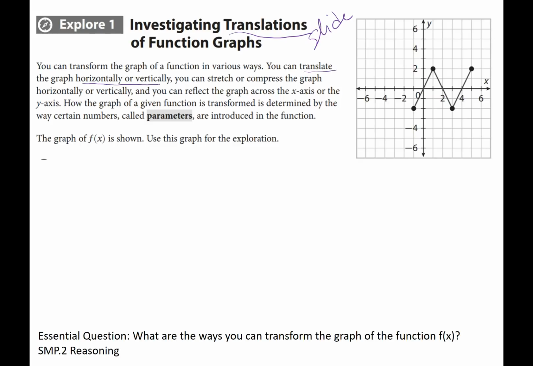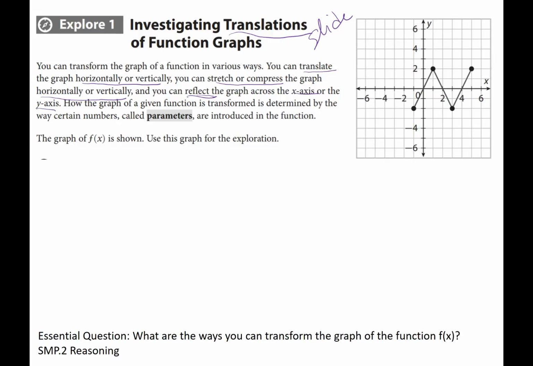Transform horizontally or vertically. You can stretch or compress, which is a transformation, not a translation. Stretch or compress the graph horizontally or vertically. And again, you should be underlining. You could do this with your regular pencil or colored pencil if you wanted it to stand out. You can reflect the graph across the x-axis, or the y-axis.